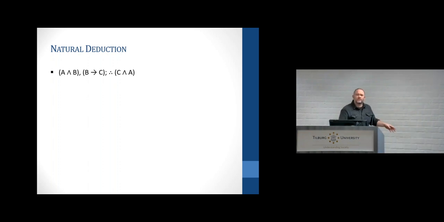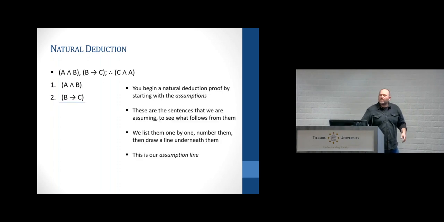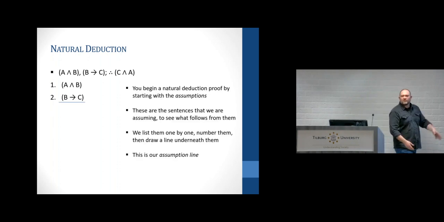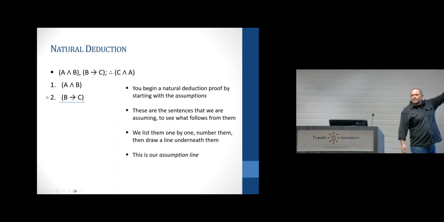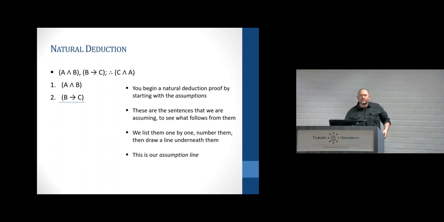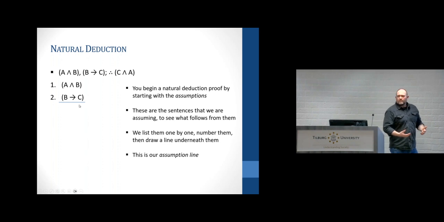So here's how we start a natural deduction proof. The first thing we do is list all of our assumptions in a vertical order, and we number them. We've got our two premises here, so we put them in a vertical line, number 1 for the first one, 2 for the second one. Once we've finished listing them, we draw a horizontal line underneath. We're going to call this our assumption line.